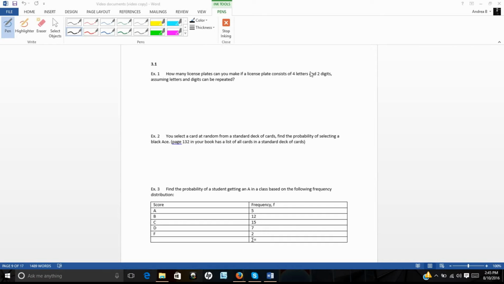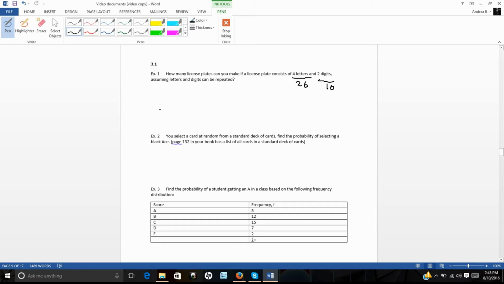So first of all, if you're thinking of your letters here, there's 26 letters in the alphabet. And if you're looking at your digits here, you've got 0, 1, 2, 3, all the way up to 9 for each individual digit. So for the letters itself, there's 26 options for each letter and 10 options for each digit.